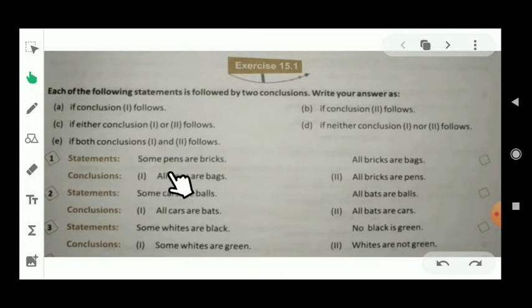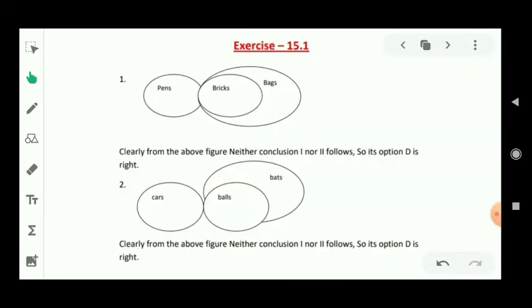Statements: some pens are bricks and all bricks are bags. The conclusions are: the first conclusion is all pens are bags, and the second is all bricks are pens. So students, from these given statements, you have to find out which conclusion is right, either both are right or only one is right. Let's see the solution of this question.